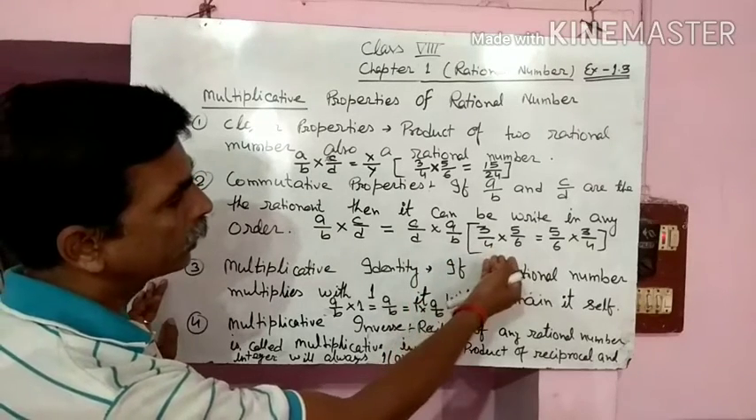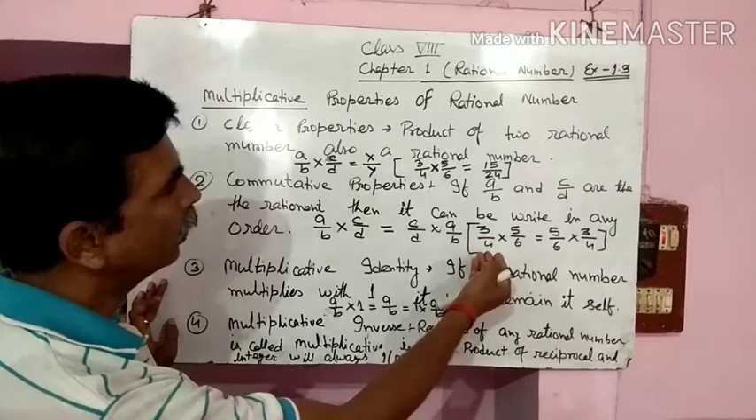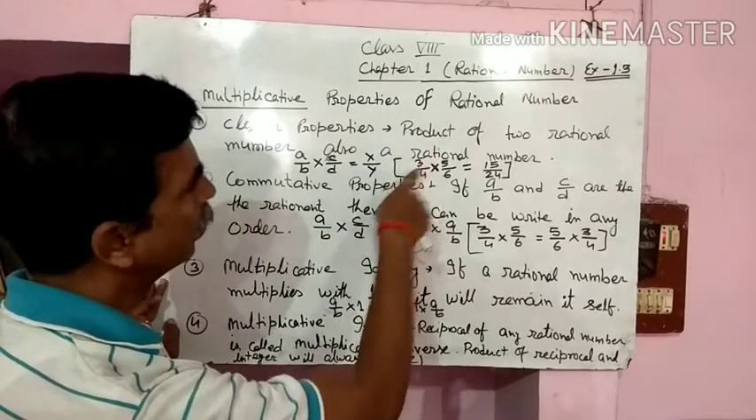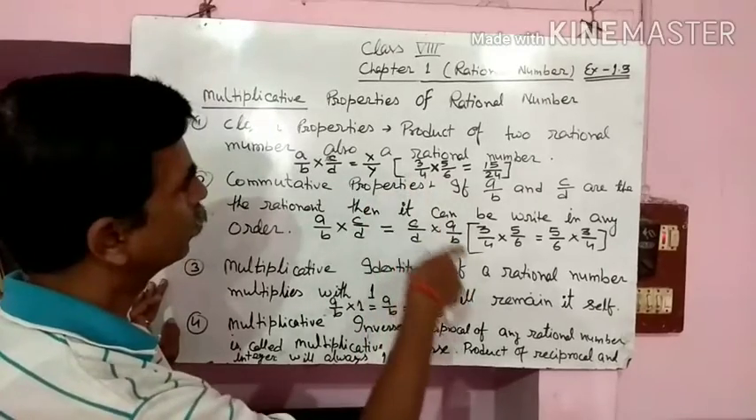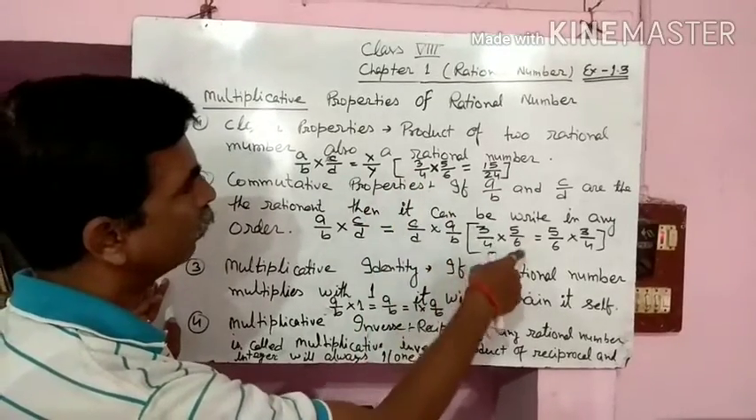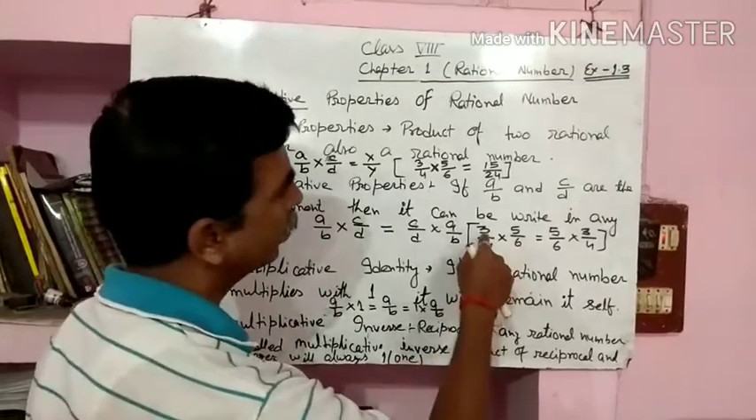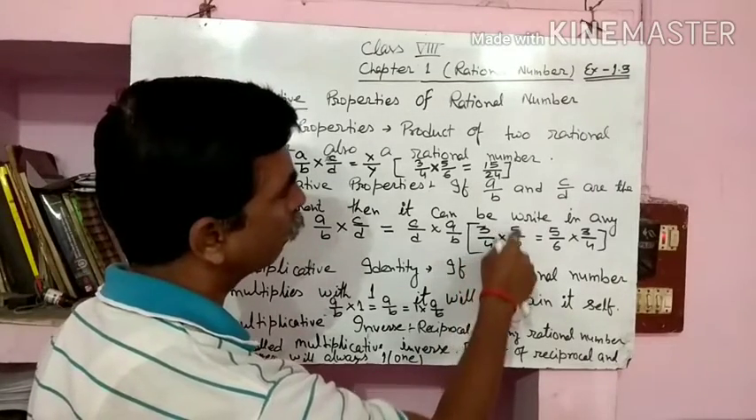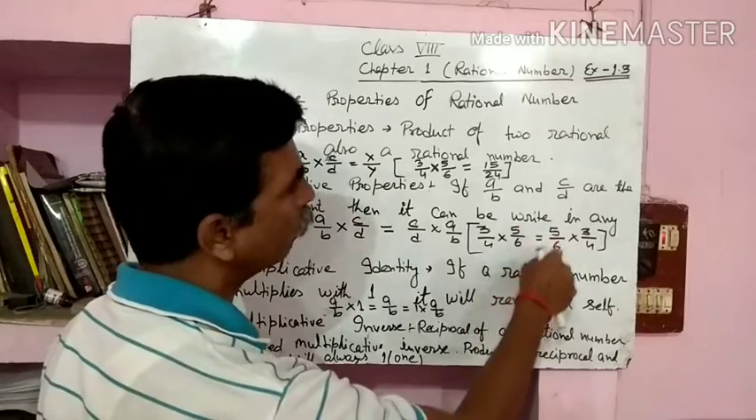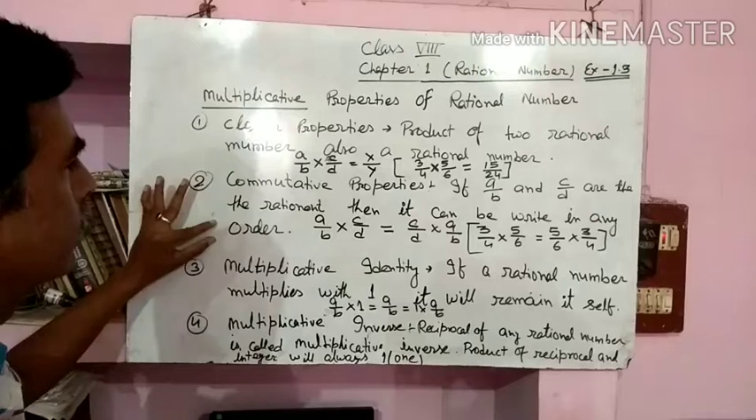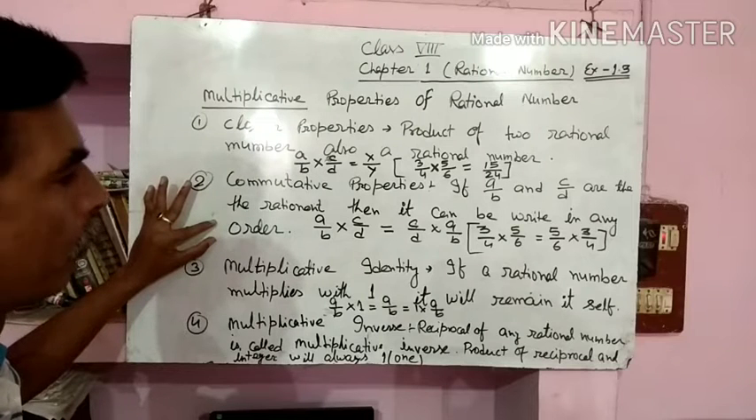So I have written the terms in the form of numbers. Following the same numbers, a is equal to 3, b is equal to 4, c is equal to 5, and d is equal to 6. You will get that 3 by 4 into 5 by 6 is equal to 5 by 6 into 3 by 4. This property of multiplication is called the commutative property.